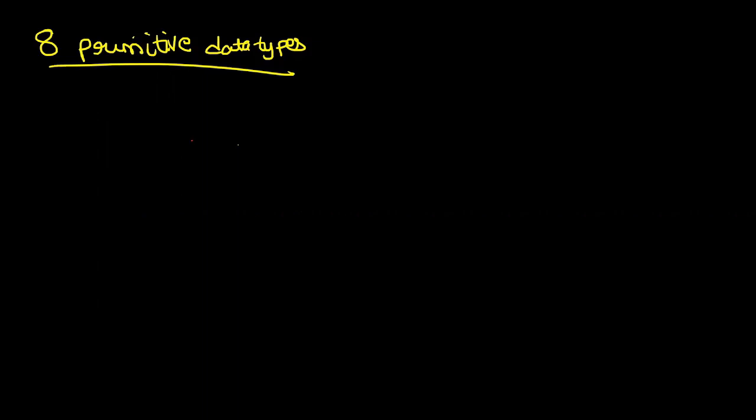So in Java, we have 8 primitive data types. You can read more about that. I'll touch upon the very basic aspects of this. So what are the 8 primitive data types?